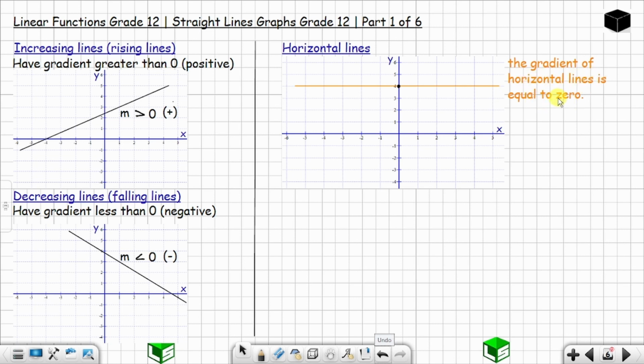How is that possible? Let's see. You remember from the previous slide, to calculate the gradient, this is the formula.